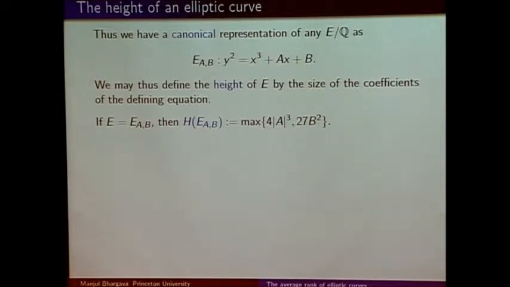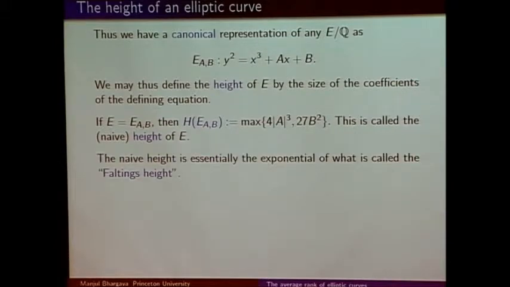Well, actually, there's a 4 and 27 there, but they don't really matter. You could get rid of them. You could put the 4 and 27 in to make all the constants come out nicely. And there's another natural reason for it, which is that the discriminant of E_{a,b} is -16(4a^3 + 27b^2). So this way, you're taking the maximum of the absolute values of the terms occurring in the discriminant. That's called the height of E, or the naive height of E. And the number of elliptic curves that have bounded height is finite. It's easy to see.